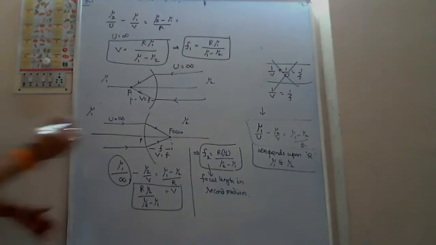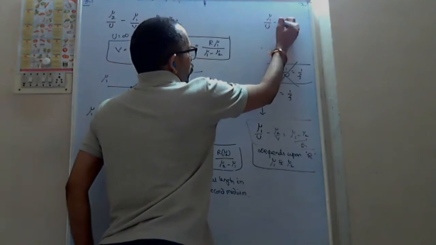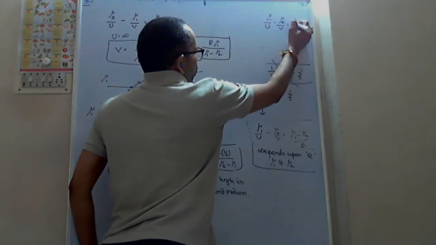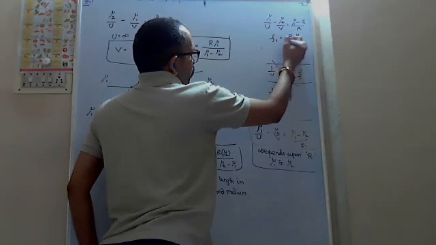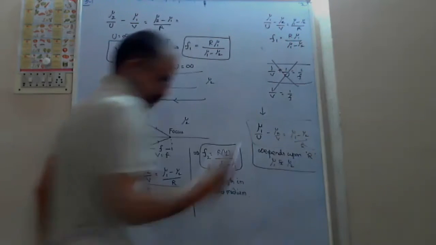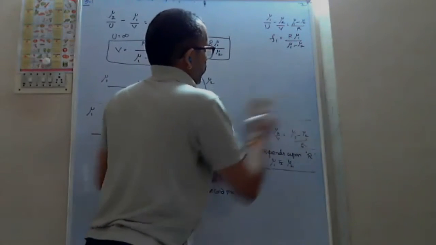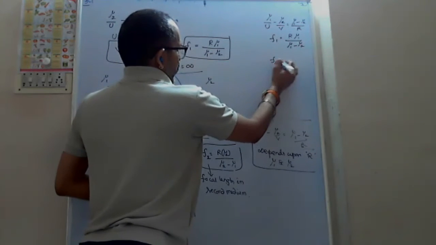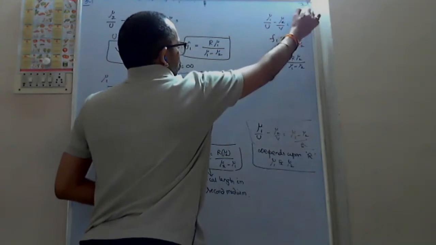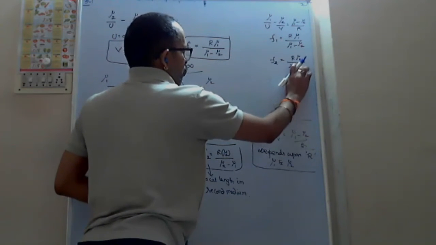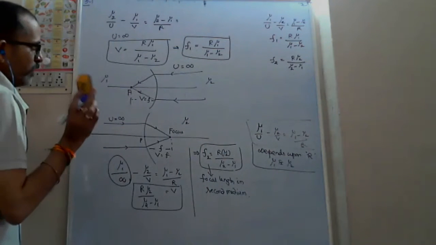So here we derived two more formulae. The first formula, depending upon the incident ray, is mu1 by u minus mu2 by v equals to mu1 minus mu2 by r. Second formula, the focal length of the first medium, is r mu1 by mu1 minus mu2. And the third formula is F2 equals to r mu2 by mu2 minus mu1. Good. These are the three formulas we derived.